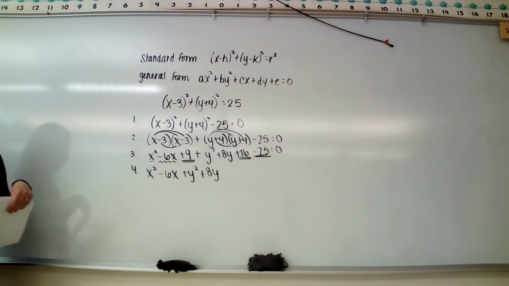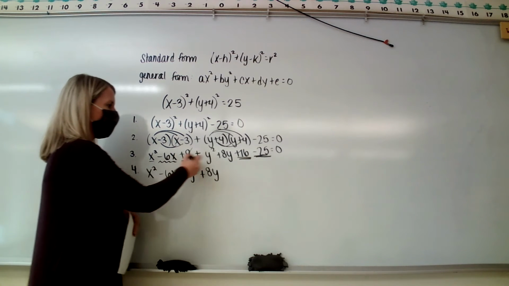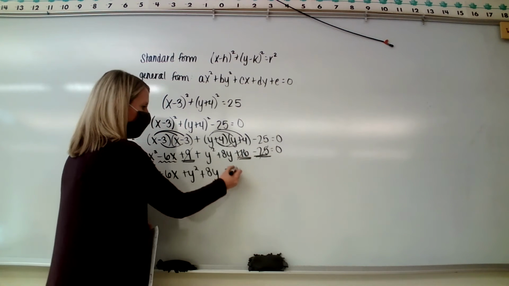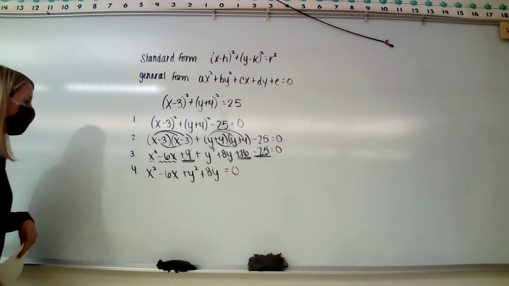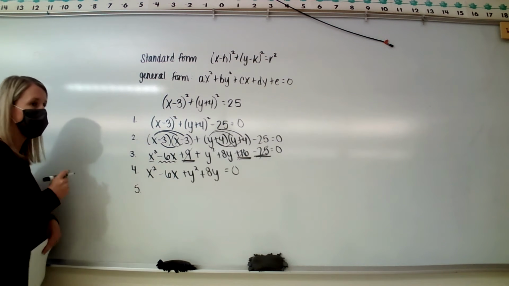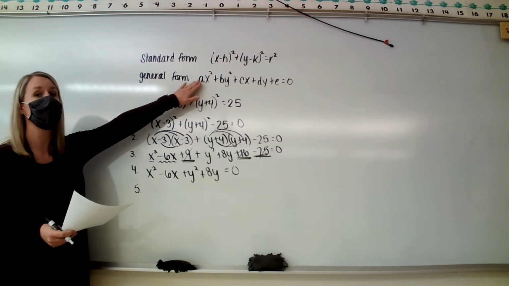Oh, shoot, that does equal 0. 9 plus 60 minus 25. That all just kind of cancels out, and then you can just write equal 0. And then the fifth step just says make sure everything's in the correct order. So we do want it in this specific order.